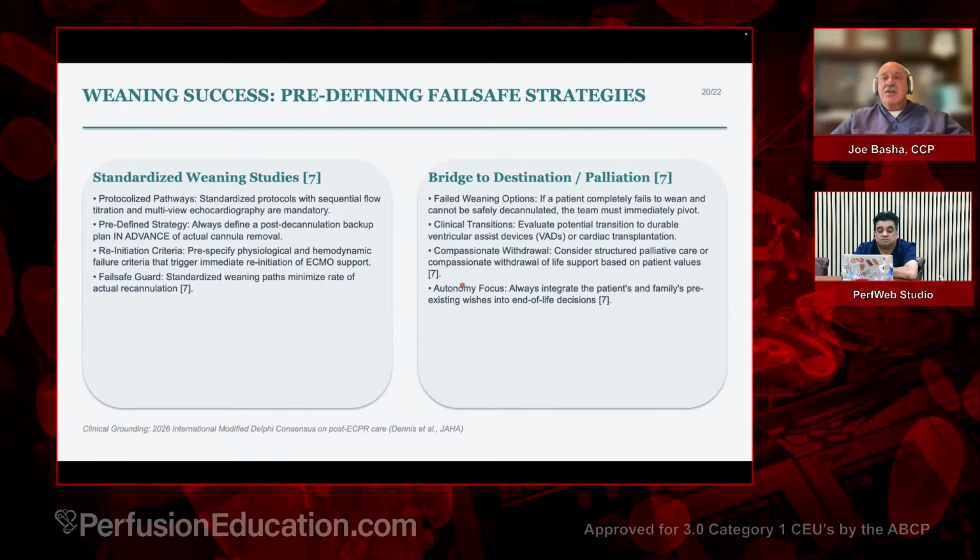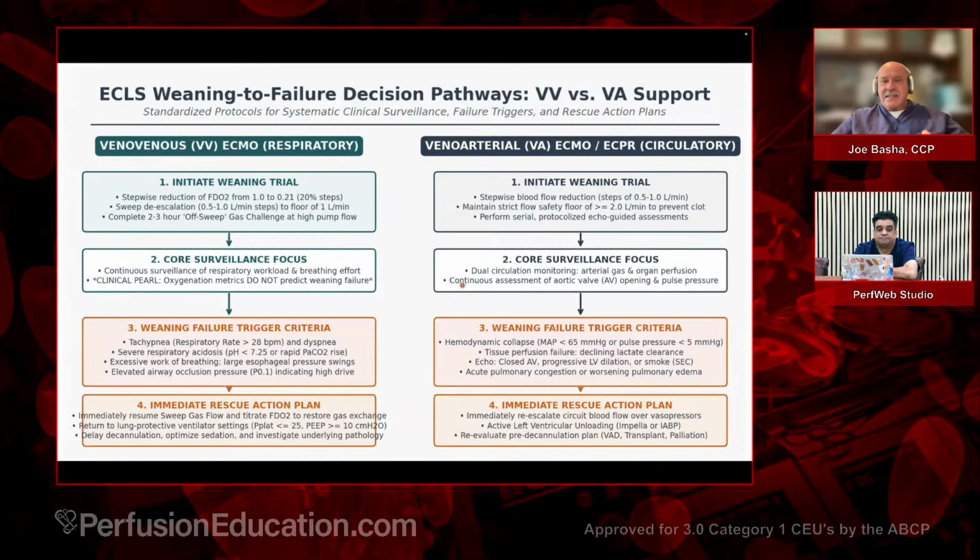In other words, don't decannulate if there's any question in your mind that they're going to be able to sustain on their own. That's bottom line. I think that's almost to the point of being common sense. Here's a nice one, I won't go through it all: ECLS weaning failure decision pathways for VV versus VA support. I'll allow you to look through these on your own. I don't have to go through them all independently, but you can take a copy of this, a screenshot of it, or whatever you want.